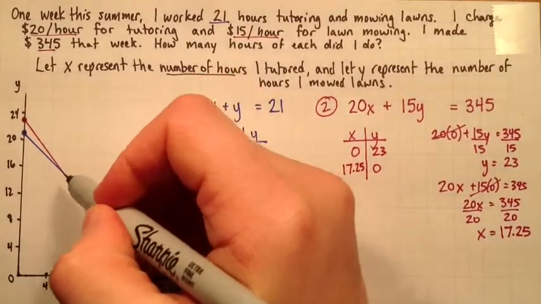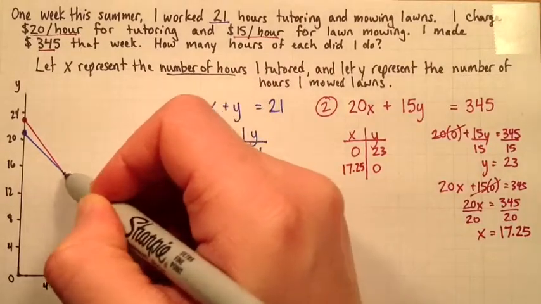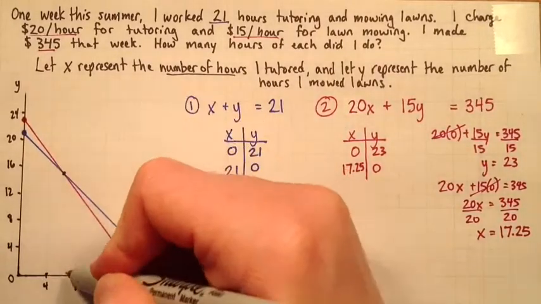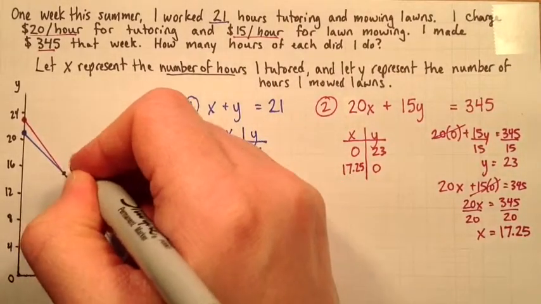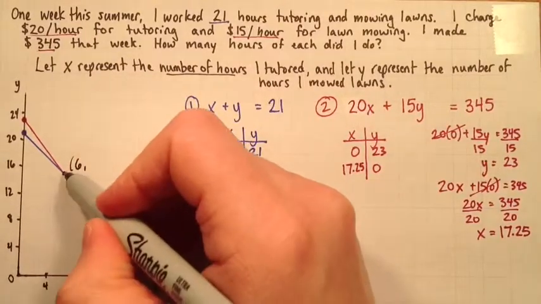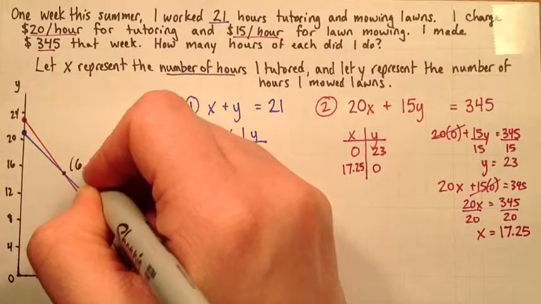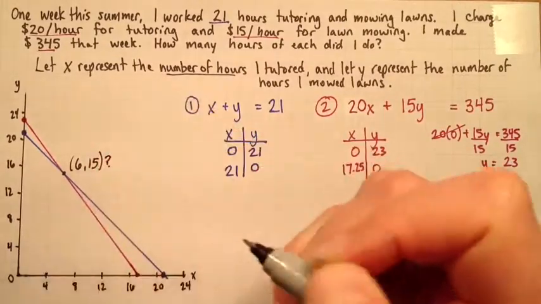So this is my intersection point. Okay, now here's hoping I made my graph nice and carefully and that I can guess pretty accurately what those coordinates are. We won't know for sure until we check, so I'll have to do a check for sure on this. But this looks to me like the point 6. And that's 14. This looks halfway between 14 and 16 to me. So 6, 15.